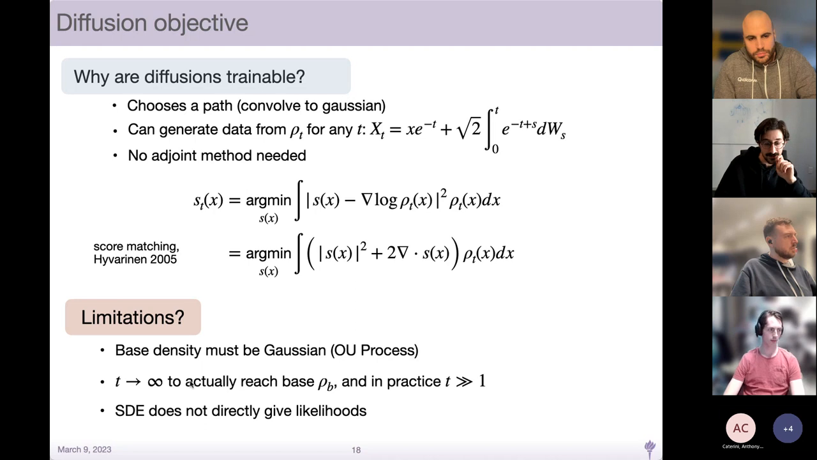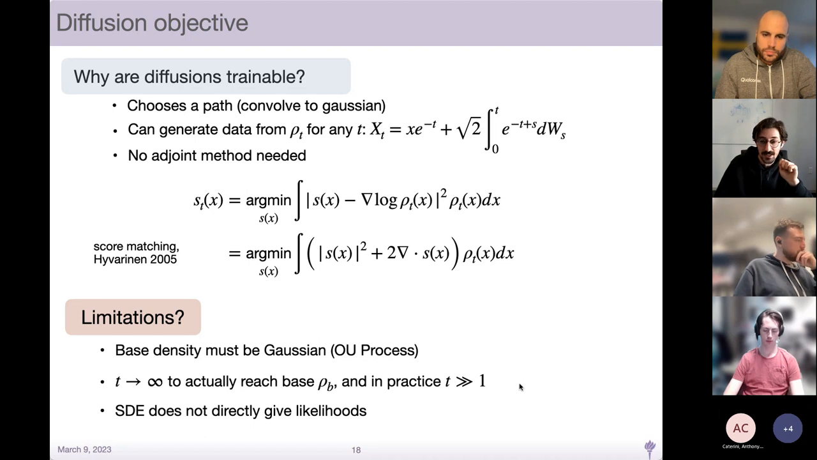There are some inherent limitations to this, though. One is that the base density must be a Gaussian because they rely on this Ornstein-Uhlenbeck process to convolve it with noise towards some Gaussian distribution. And it's actually only exact if I did this for an infinite amount of time, right? It takes an infinite amount of time to actually reach that Gaussian. So they have to take a very large t value that is not obviously infinity. So it introduces a little bit of a bias in the method. Moreover, because this is an SDE, it does not directly give any access to the likelihood under the change of variables picture, which is something we obviously care about in many aspects of statistics and computational science.